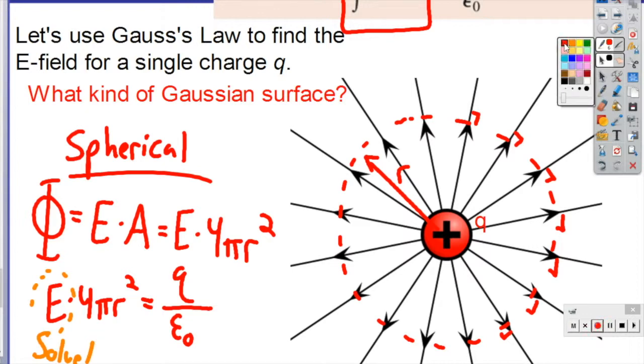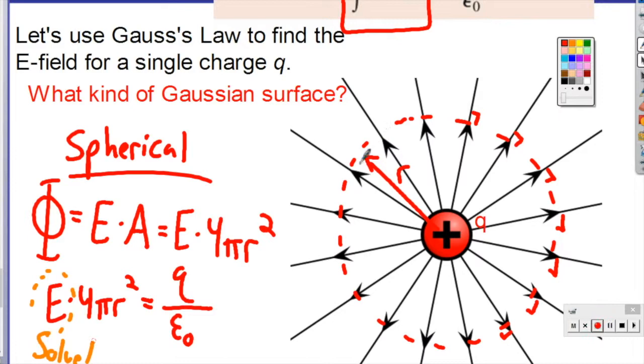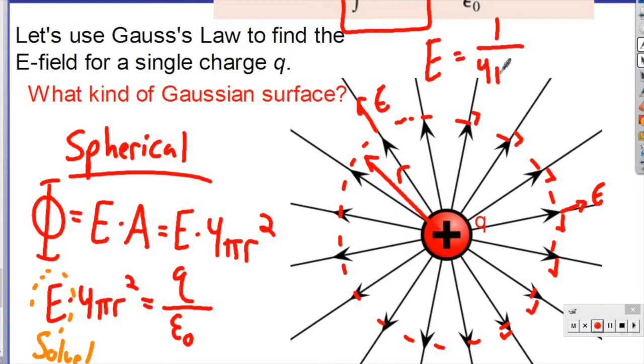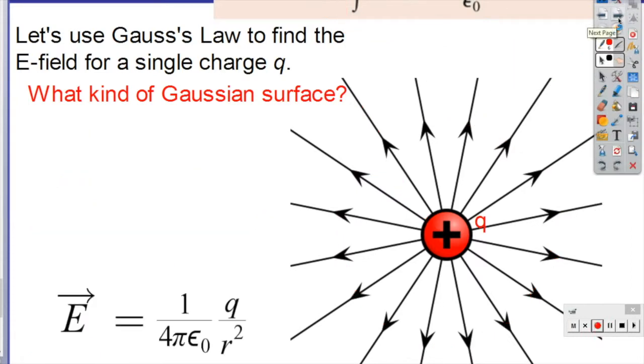It's also worth noting that not only is it perfectly perpendicular, but because my field is spherically symmetric, I can be sure that the strength of the electric field over here and over here is exactly the same because my distance is the same. So let's do a little solving. Okay, I'm going to divide, and I'm going to end up with E equals 1 over, I'm going to write this in a very particular way, 4 pi epsilon naught, Q over r squared. Oh my goodness! That is exactly what we found. That's exactly what we knew already from Coulomb's law.